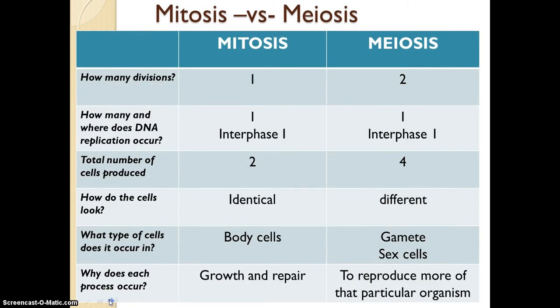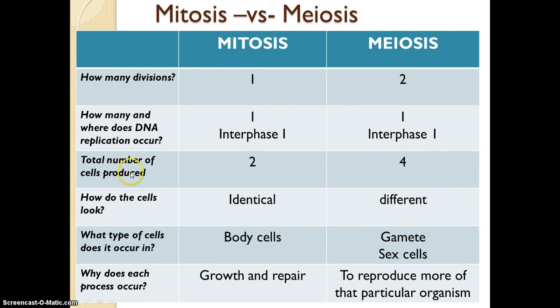Let's compare and contrast mitosis with meiosis. Let's talk about number of divisions. Mitosis only has 1, whereas meiosis has 2. How many and where does the DNA replication occur? In mitosis, there's 1, and it happens in interphase, the only interphase. In meiosis, there also is 1, and it happens in interphase 1.